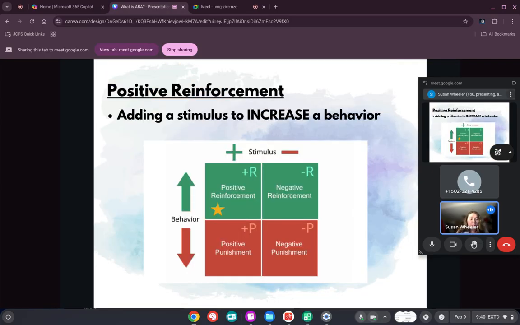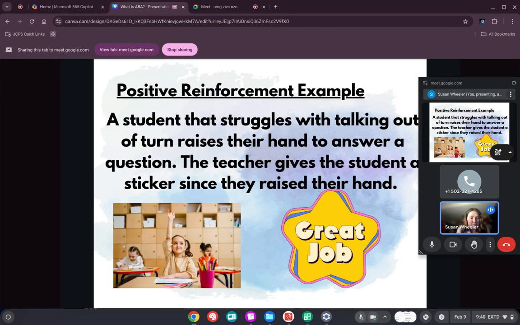So, with ABA, we try our best to use positive reinforcement before we go to punishment. Positive reinforcement is adding a stimulus to increase a behavior. An example of positive reinforcement is a student that struggles with talking out of turn raises their hand to answer a question. The teacher gives the student a sticker since they raised their hand. The stimulus that was added was the sticker to reward the behavior of the student raising their hand. This is to hopefully increase the behavior of the student raising their hand. So this is kind of like what you were talking about with your star chart.